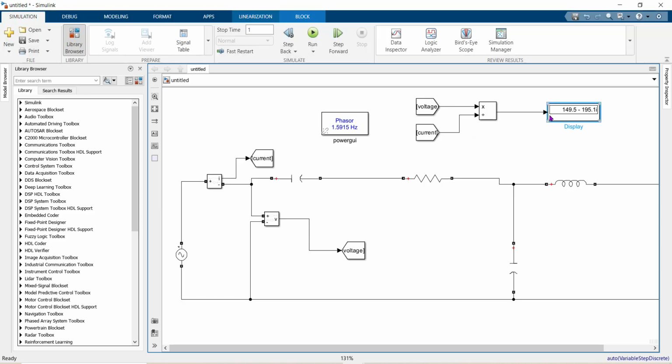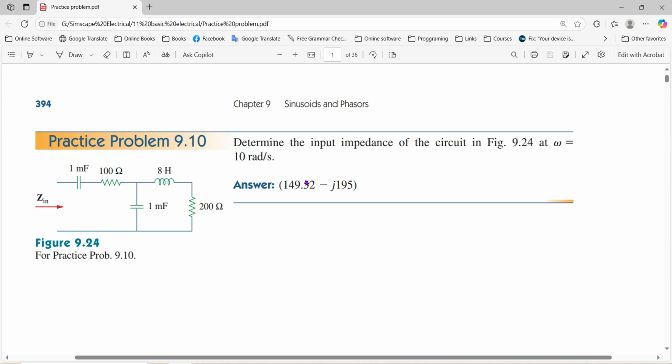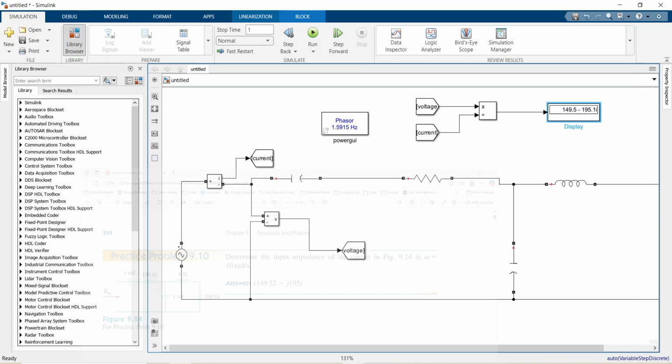Now you can see our impedance value is given as 149.5 minus 195.1 i. And here you can check the value is 149.52 minus j195. So that's the way you can find the input impedance of your AC circuit.